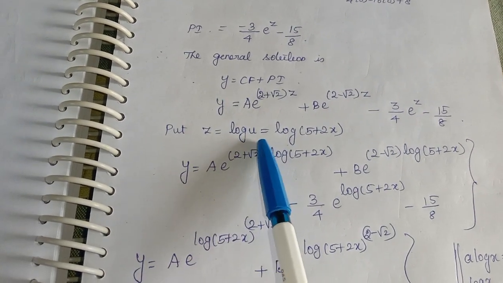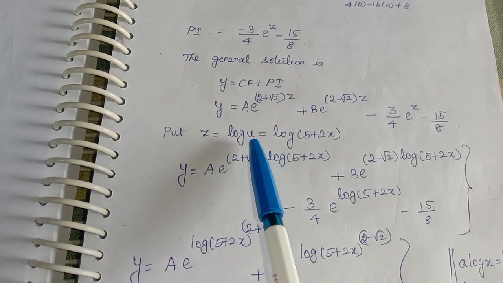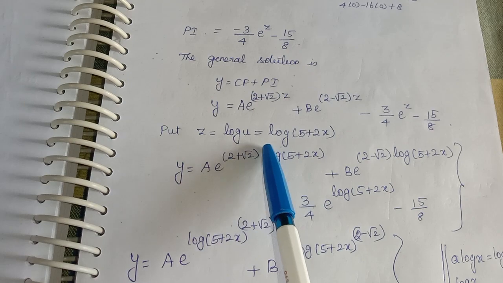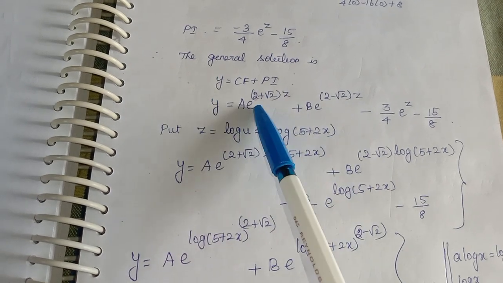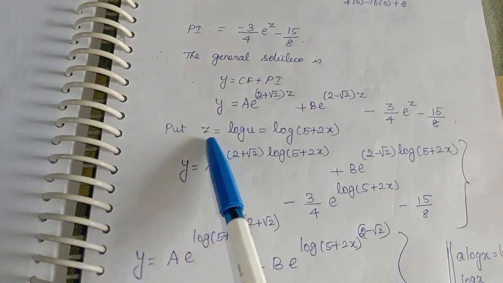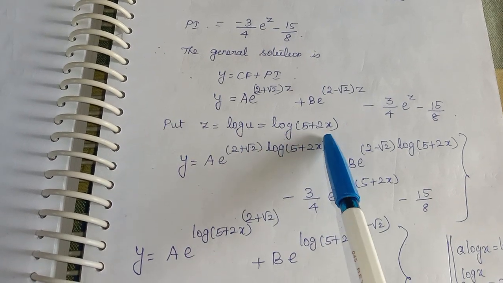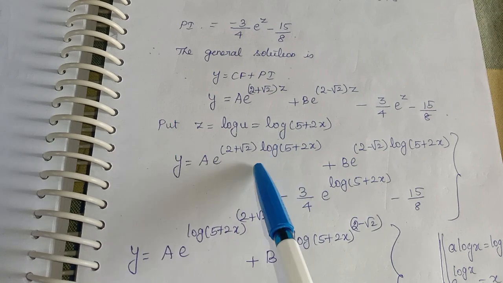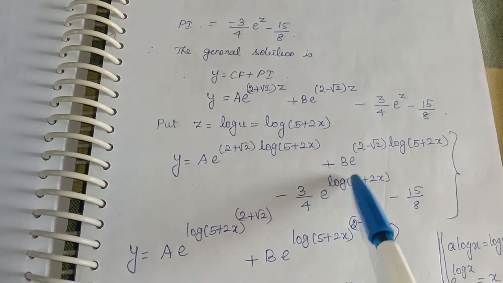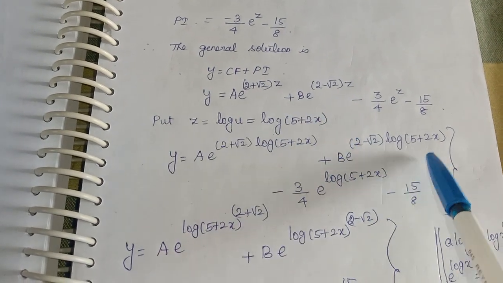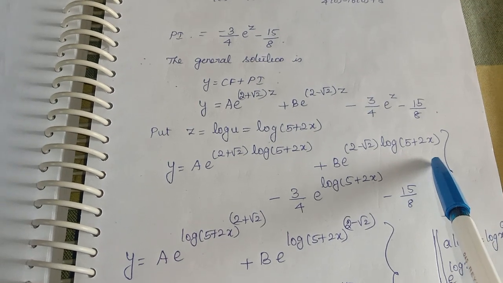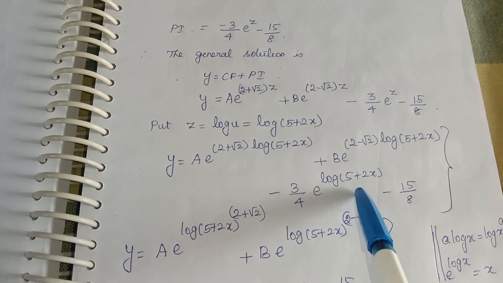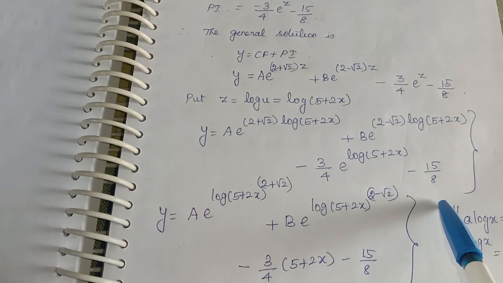But again u is not the required variable. u is equal to what? 5 plus 2x. So z equals log u, which is log of (5 + 2x). Do this replacement: wherever you find z, replace it with log of (5 + 2x). So y equals a e^((2 + √2) log(5 + 2x)) plus b e^((2 − √2) log(5 + 2x)) − 3/4 e^(log(5 + 2x)) − 15/8.